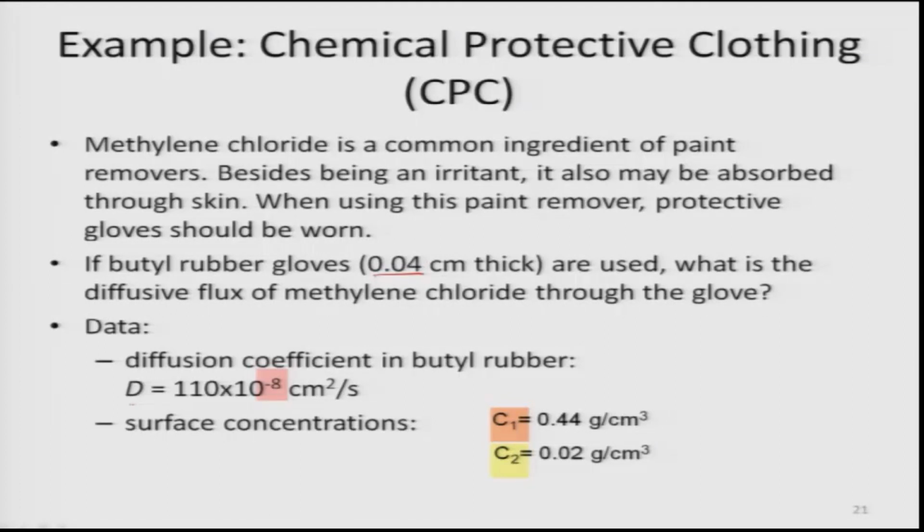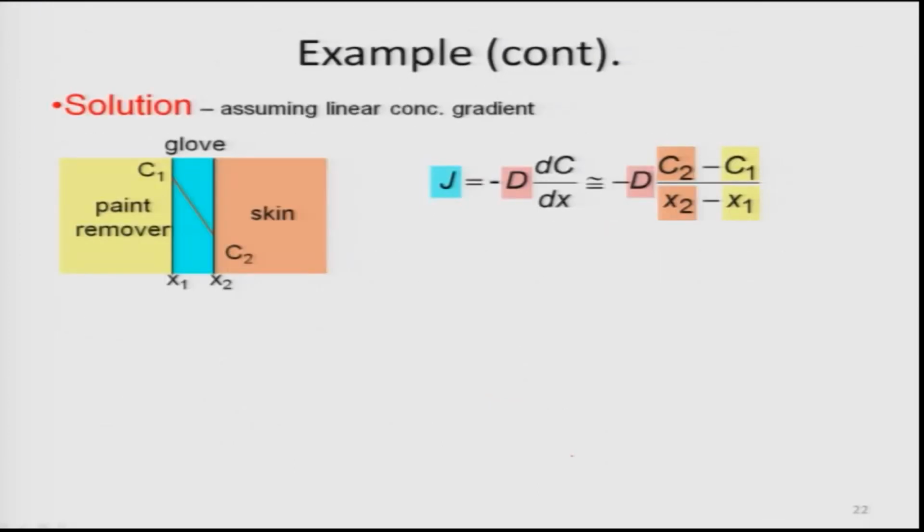We need to know only the diffusivity D, because D is a constant, 1 × 10^-8 centimeter square per second. Very simple, the surface concentration C2 is given as 0.02 gram per centimeter cube, and C1 is basically 0.044. That comes from the concentration of the methylene chloride used.